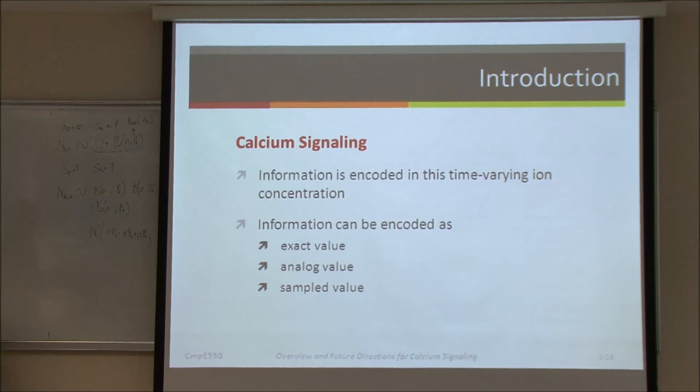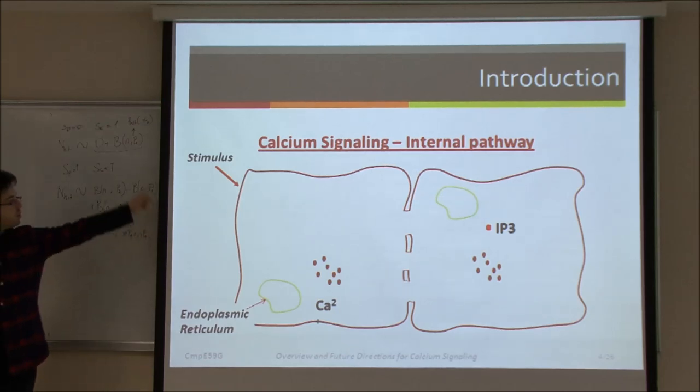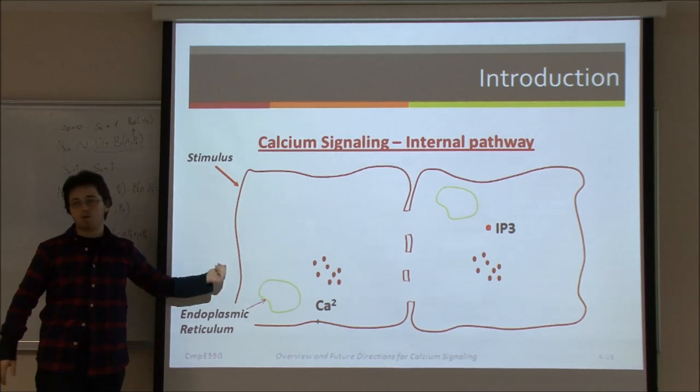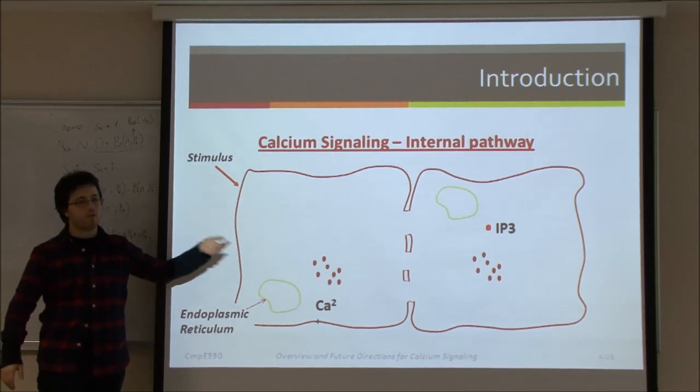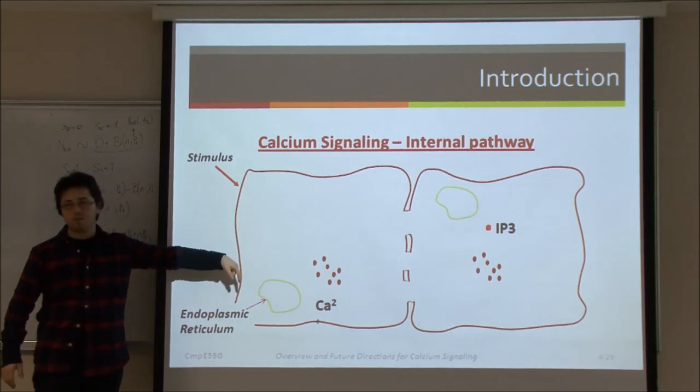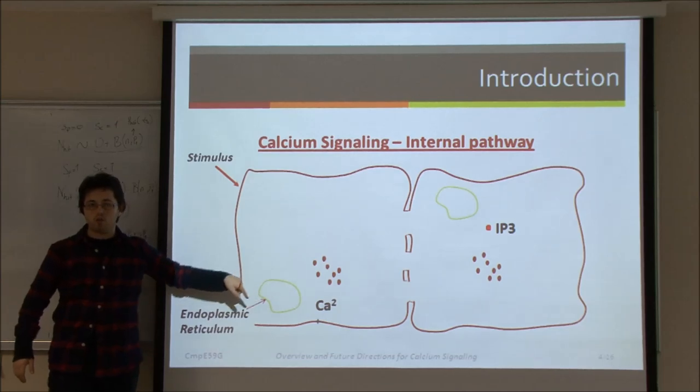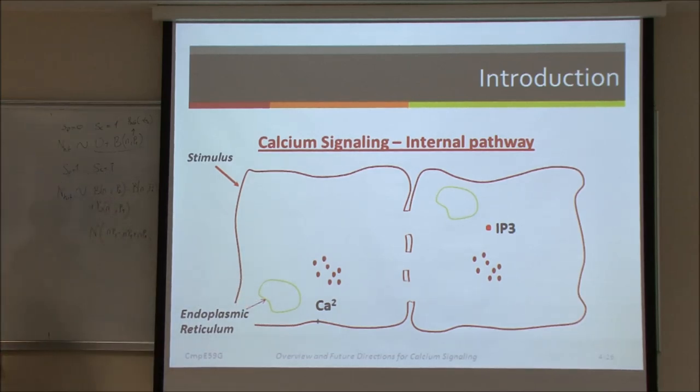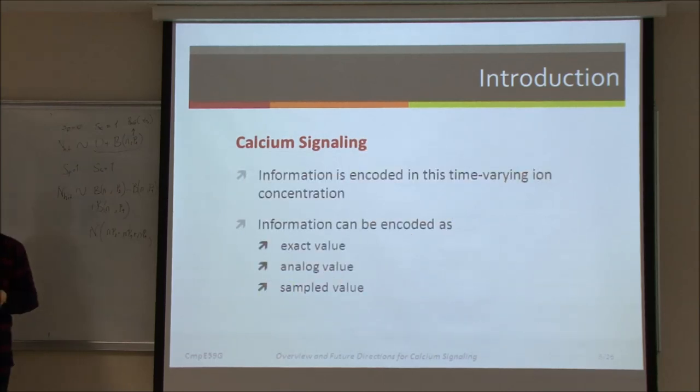So we say the information can be encoded in this time-varying ion concentration. Before the stimulus comes, the calcium concentration is low, then it increases. After a while, the calcium ions will be taken back inside this organelle. So the calcium ion concentration is a time-varying parameter. Based on this time-varying signal, you can sample it, you can use the exact value, you can use the frequency of the signal, the phase, whatever property you want to use, you can encode your information. You can encode any information on top of these signals, which we call calcium signaling.